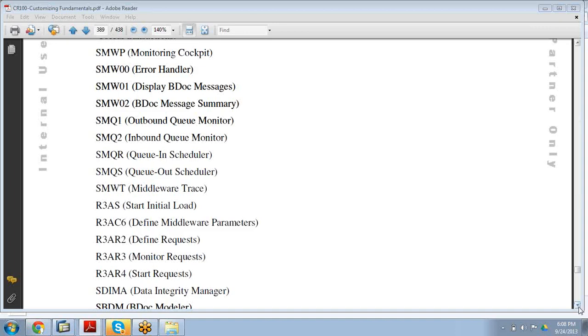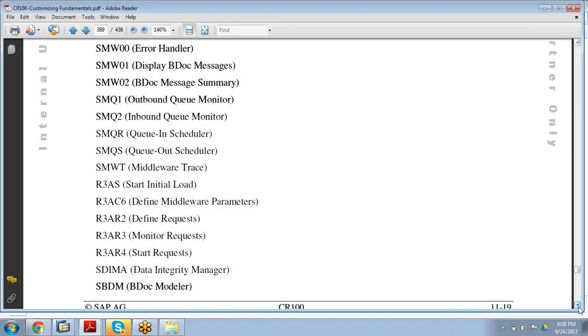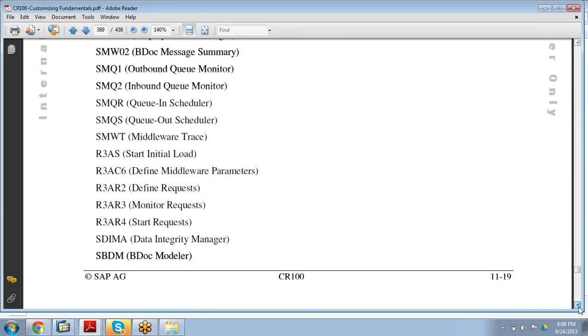The T codes. So remember, these are the most important ones. So frequently we are going to use them. Have a printout of this chart. Frequently somebody will ask you what is the middleware trace. You should be able to tell.